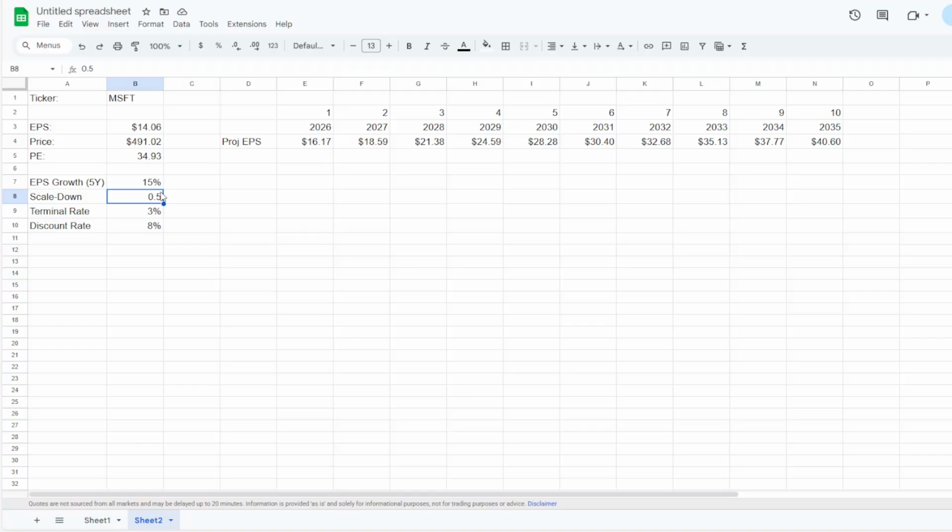So now we need cell O2. We're going to put in TV for terminal value. Now, what is that terminal value? The terminal value is we're going to take this $40.60. So I'm going to say equals whatever's in this cell right here. Now I'm going to divide it by something. I'm going to divide it by parentheses, the discount rate, which is 8%, minus the terminal rate, which is 3%, and I'm going to close those parentheses.